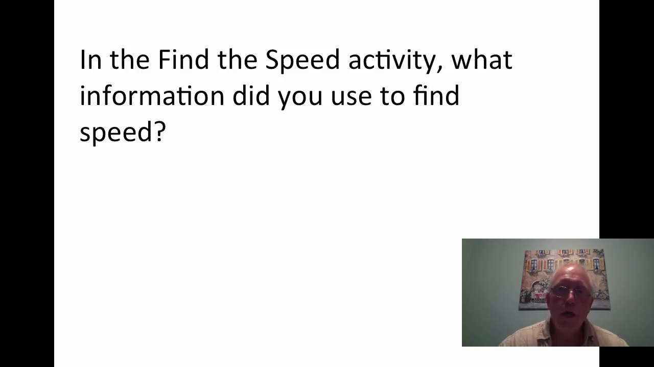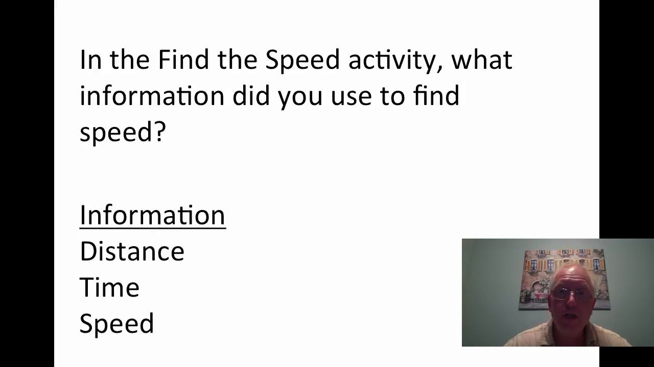Okay, we did this find the speed activity, and I hope it was a fun one for you. And in it, everybody used some information. What kind of information did you use in there? Well, I would say you probably used some kind of distance, time, and speed information. To find the speed, you would have had to know the distance and the time to get the speed. So distance, time, and speed would be the information that we would have used, and that's important. What is the information that we're using here? So distance, time, and speed.